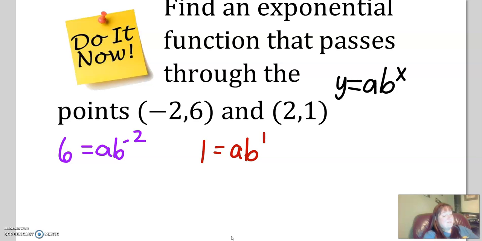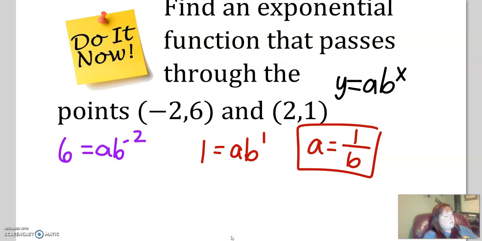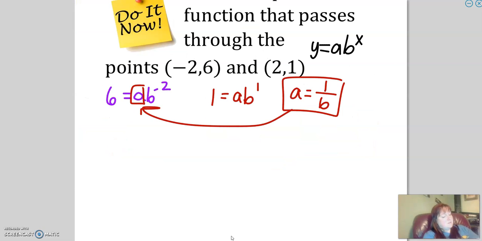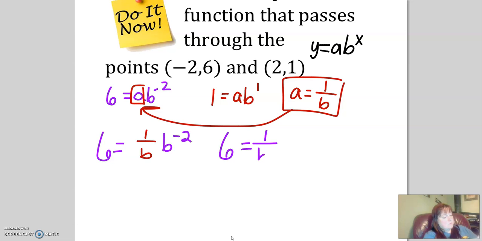So let's get a by itself, and the easiest one to get a by itself would be the red one. So we're going to have a equals 1 over b because we just divide both sides by b. We're going to remember that and bring it over here and plug it in for a. And so we're going to get 6 equals 1 over b times b to the -2. Now what is b to the -2? It's 1 over b squared. So we have 6 equals 1 over b times 1 over b squared. So we have 6 equals 1 over b cubed.